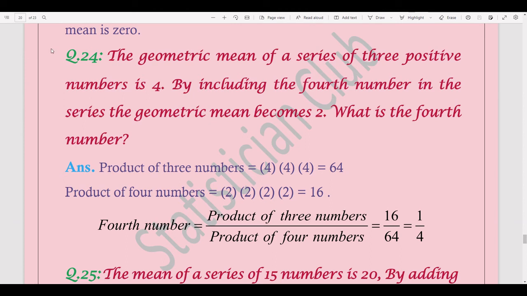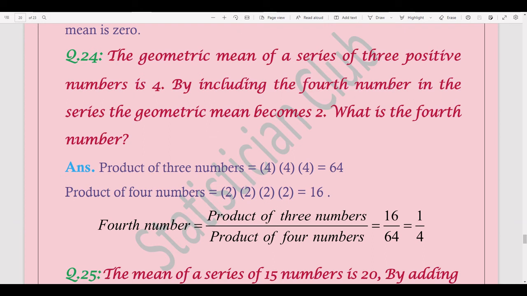Question number 24. The geometric mean of a series of 3 positive numbers is 4. By including a fourth number in the series, the geometric mean becomes 2. What is the fourth number? We determine the fourth number here.